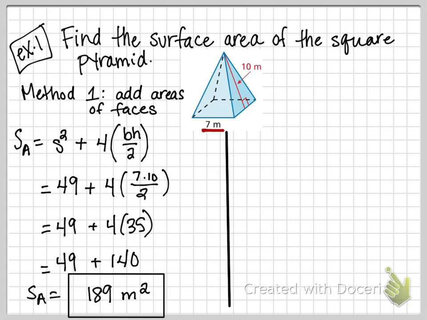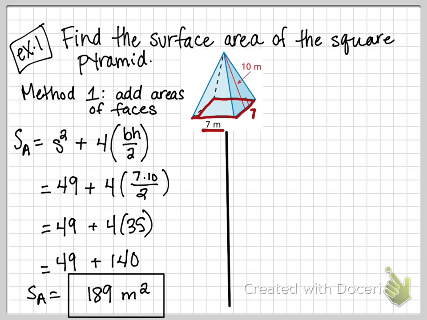That's method 1. Method 2 is a net. Question or comment? How do we get the 140? 4 times 35. See it? How do we get the 49? The 49 was from the area of our base, which was a square, and we know that a square is the same on all sides. So base times height is 7 times 7, which is 49.